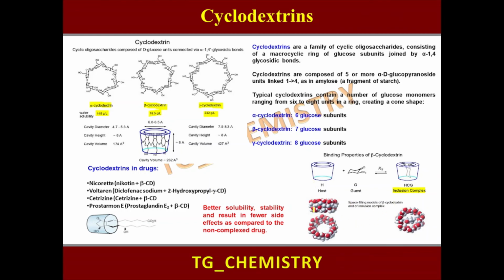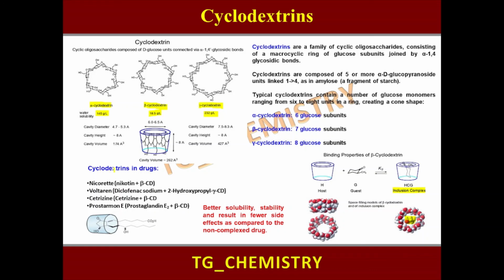This is the space filling model. This is the top view. The upper one is the side view, and this is the top view of the inclusion complex, where in the middle here, this part in the middle, is the 2-methyl cyclohexanone, which can fit in with the cavity of the beta cyclodextrin molecule.